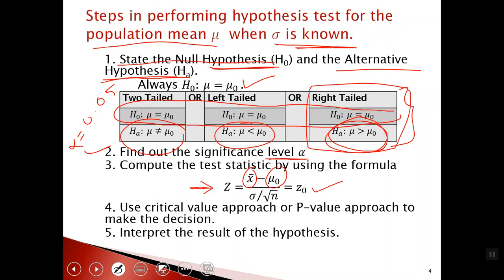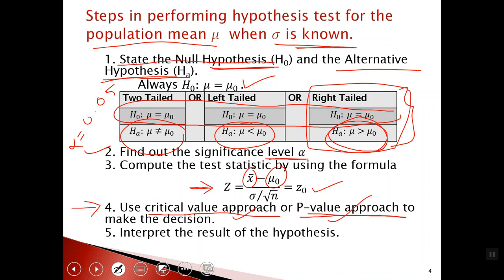After that, you have to decide which technique you are using to perform this hypothesis testing. Already you know the critical value approach and the p-value approach. In this section, section 9.4, we are talking about both approaches. In general, in your question you have to use either one, the critical value approach or the p-value approach.